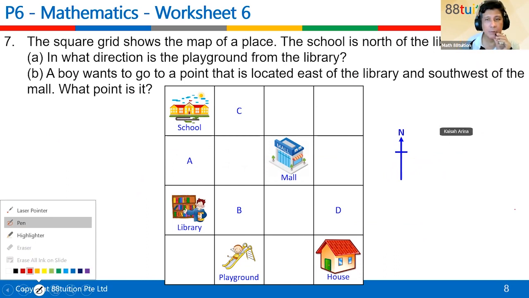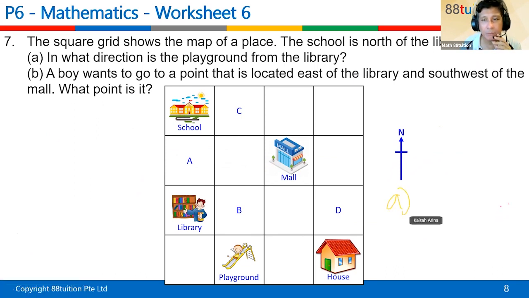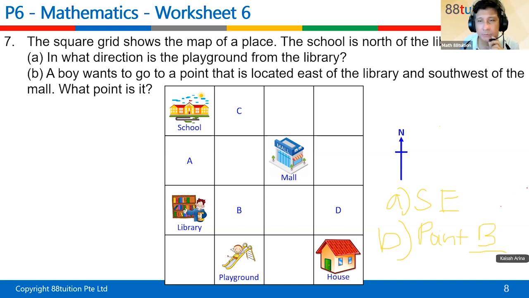Okay, let's see. Where is the answer for A? Okay, you can see in yellow, yeah? Okay, A is southeast. And then let's see the answer for B. Point B. Okay, actually both are correct. Okay, so let's try to understand why it is correct.